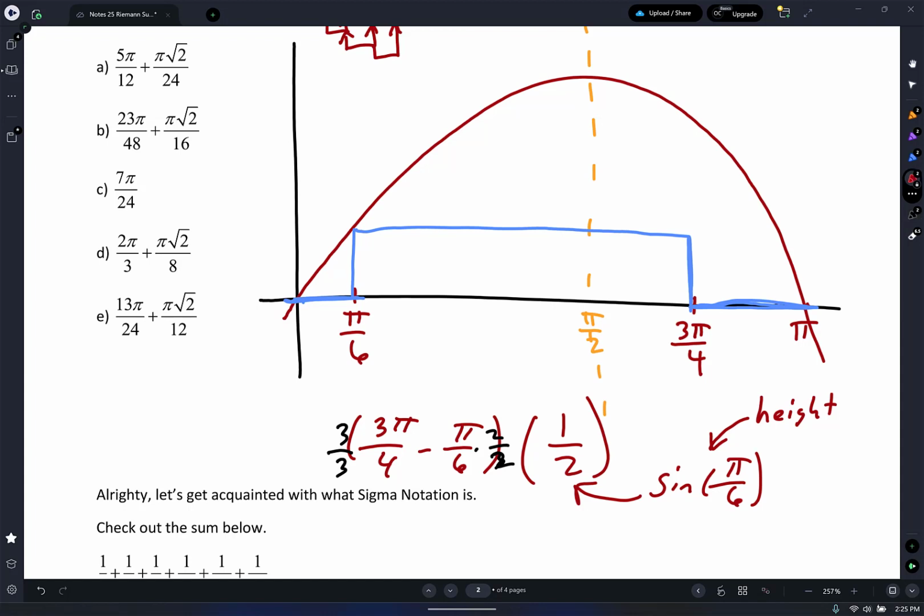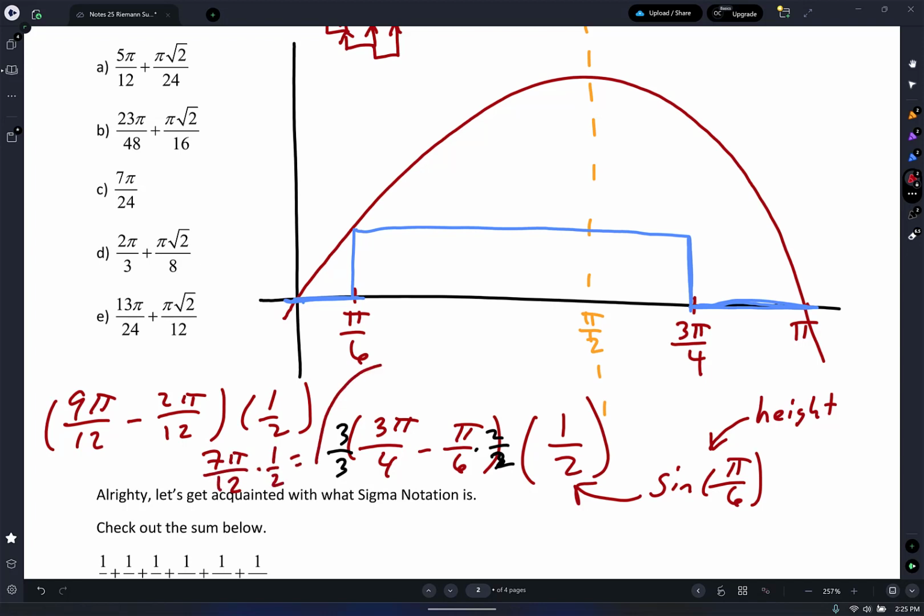Okay, and then from there, I would go 9 pi over 12 minus 2 pi over 12 times a half. What's 9 minus 2? So 7 pi over 12 times a half, which, what's 12 times 2? So 24. 7 pi over 24.